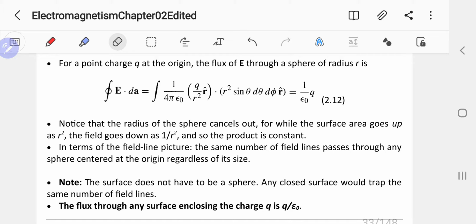The example is dealing with a sphere, but actually you can use the result with a different surface. Even if it's an irregular closed surface containing a charge inside, the total flux would be Q over epsilon sub O. The flux through any surface enclosing the charge Q is Q over epsilon sub O, no matter what surface, sphere, cylinder, cube, whatever, they will give the same flux, which is equal to Q over epsilon sub O.